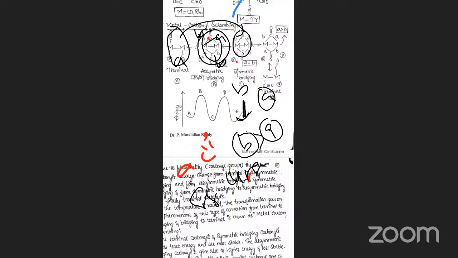Next, what is a symmetrical bridge? That again converts to the unsymmetrical bridge, and then that converts to the terminal. So you go from terminal to terminal in terms of bond length. In between, some process is there. That process is known as metal carbonyl scrambling. It gives a wave-like graphical structure. You can observe this.